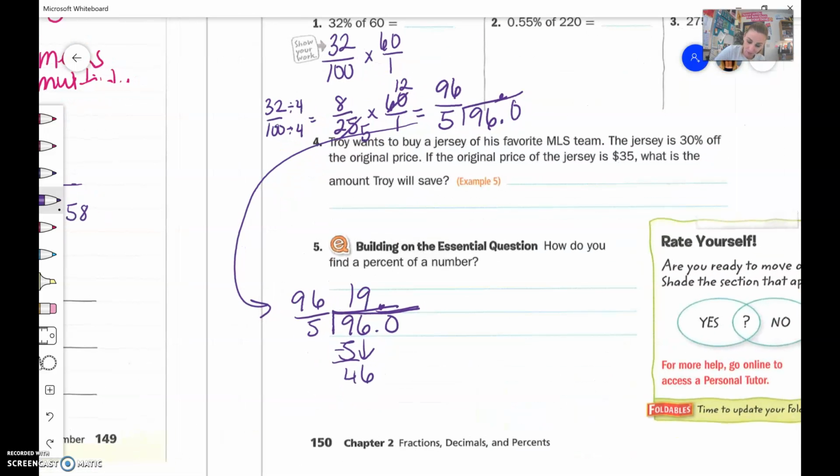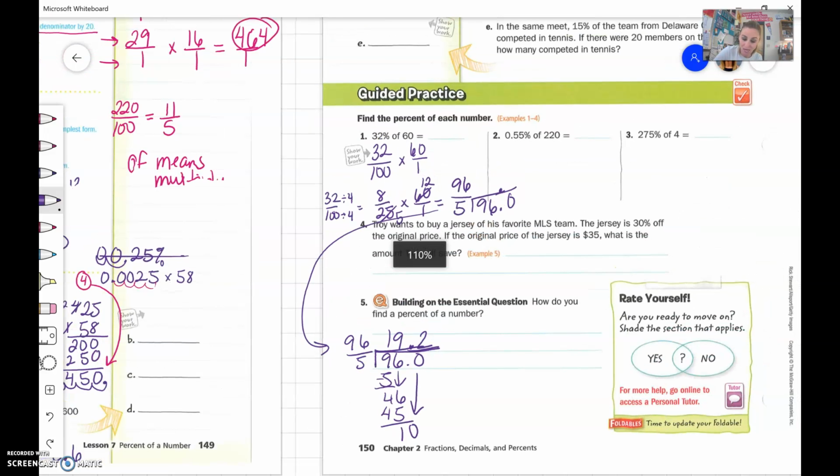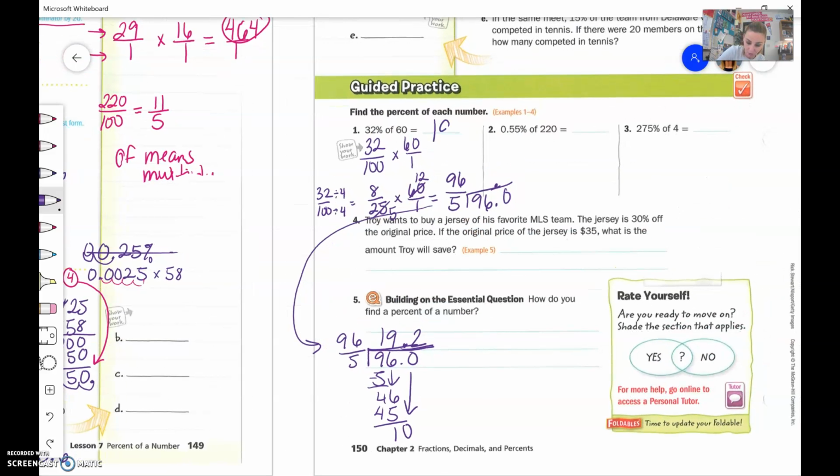That makes 9 groups, which is 45. 1, I put that 0 there. That can go in 2 times, so therefore my answer is 9.2, 9 and 2/10. Yes, you can get a decimal for an answer. That is a number. It is okay. Okay? Don't think because you got a decimal that that's not right. Yes, you can get a number that is like that.